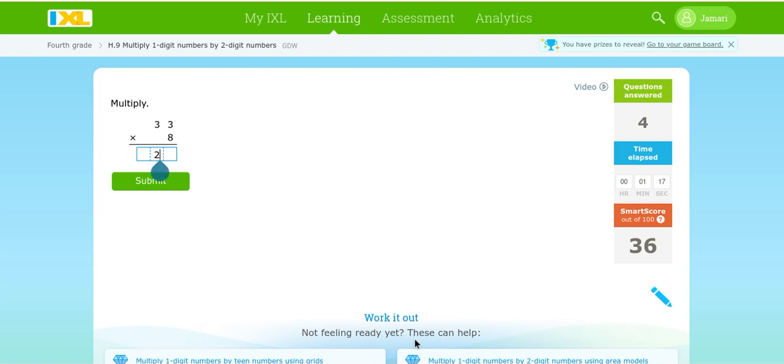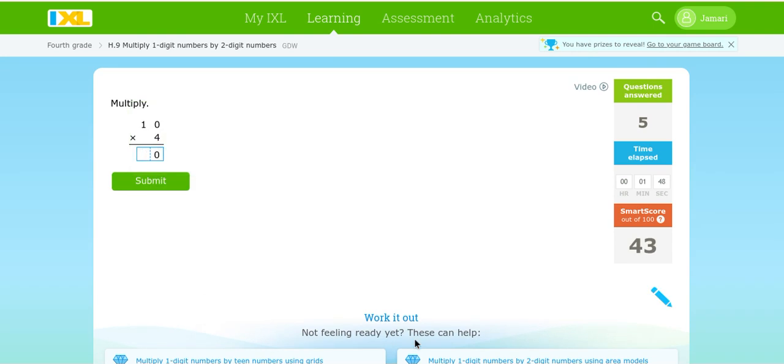Oops, I'm doing it wrong. Sorry, guys. So we got 4. 4 is gonna stay right here. So we put that 2 over there at the top. 8 times 3 plus 2 is 6. So our answer is gonna be 264.